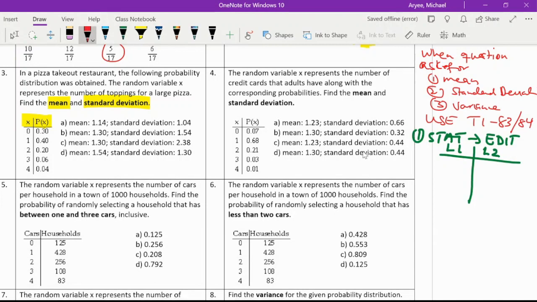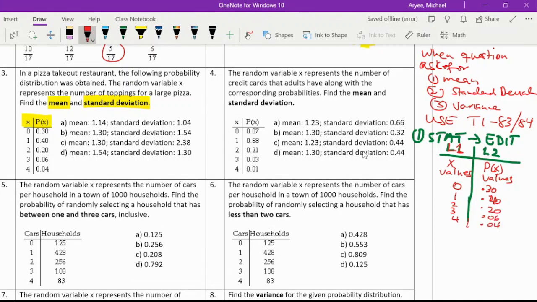All right. Under L1, put your X values. So put the 0, the 1, the 2, the 3, the 4 here. Under L2, put your P of X values. So you are putting in your 0.30, your 0.40, your 0.20, your 0.06, your 0.04.